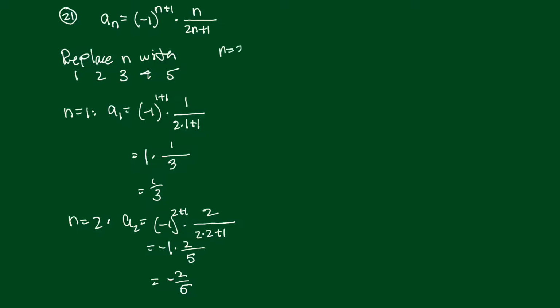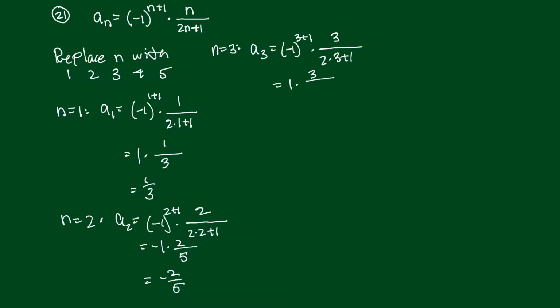Let's go for n equals 3. So when n is equal to 3, we're going to get a sub 3 equals -1 to the 3 plus 1. Now I know that we started off with positive, alternated to a negative. This should be positive. Sure enough, 3 plus 1 is 4. -1 to an even power is positive. Put a 1 there, times, all right, now we'll put the 3 in here. 3 over 2 times 3 plus 1. So this is going to give us 1 times 3 over 2 times 3 is 6 plus 1 is 7. So we get 3/7.